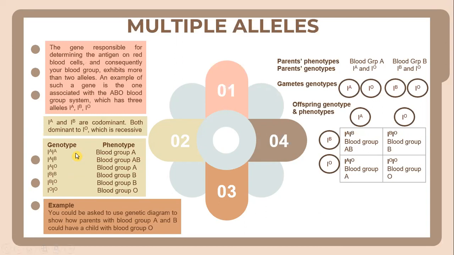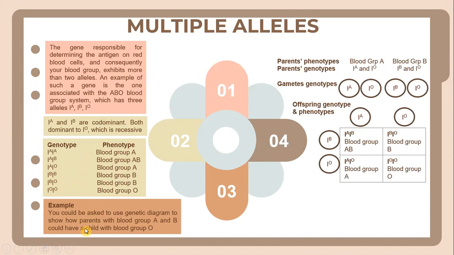We have a genetic diagram with genotype and phenotype. I^A I^A is referring to blood group A. I^A I^B is referring to phenotype blood group AB. I^A I^O refers to blood group A. I^B I^B refers to blood group B. I^B I^O refers to blood group B. And I^O I^O refers to blood group O.